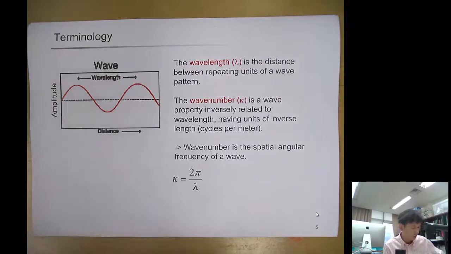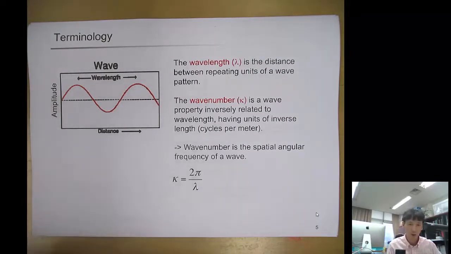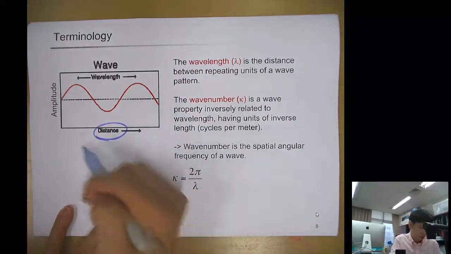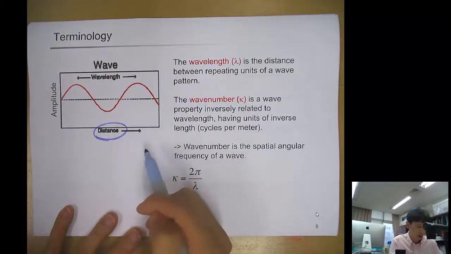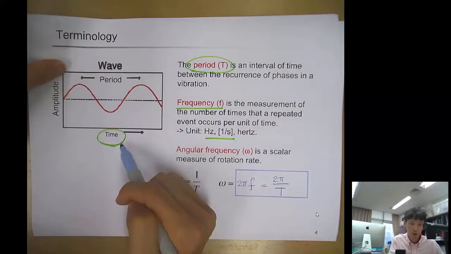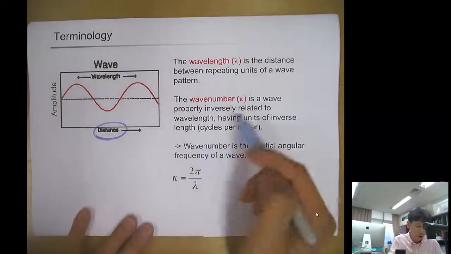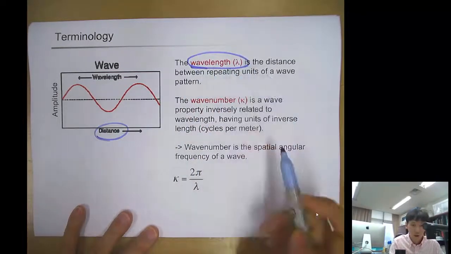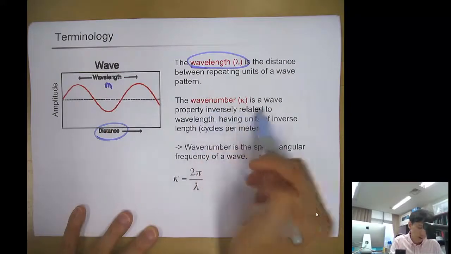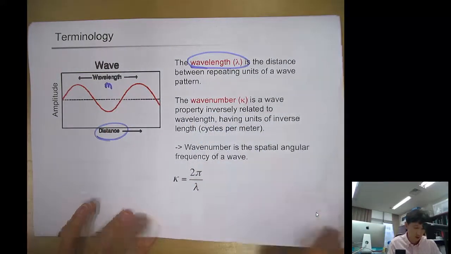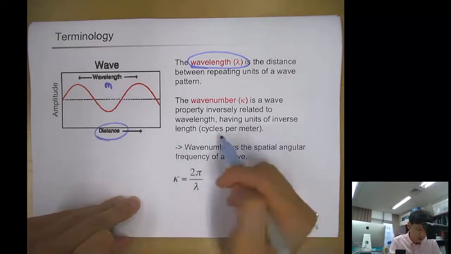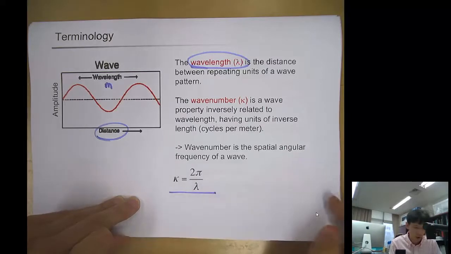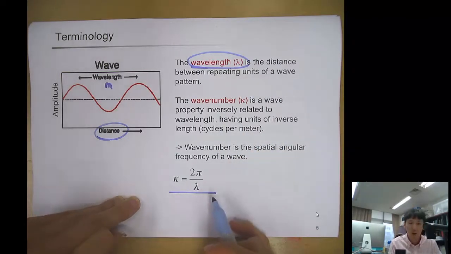And also the wave travels through the media over a distance. So you can plot the wave amplitude over distance; now it is amplitude versus distance on a spatial scale, and the previous one is a temporal scale because time changes, and here distance changes. The wavelength is the distance between repeating units of the wave pattern, from peak to peak, measured in meters. The wave number is a wave property inversely related to wavelength, having units of inverse length, like cycles per meter. The wave number is the spatial angular frequency of a wave. So kappa is the wave number, and kappa is defined as 2 pi over lambda.